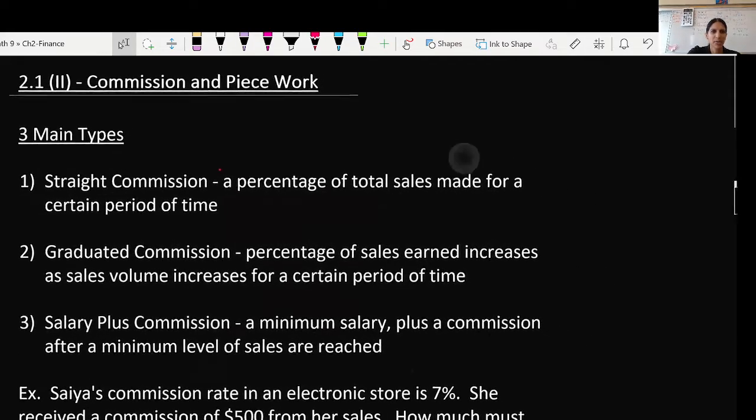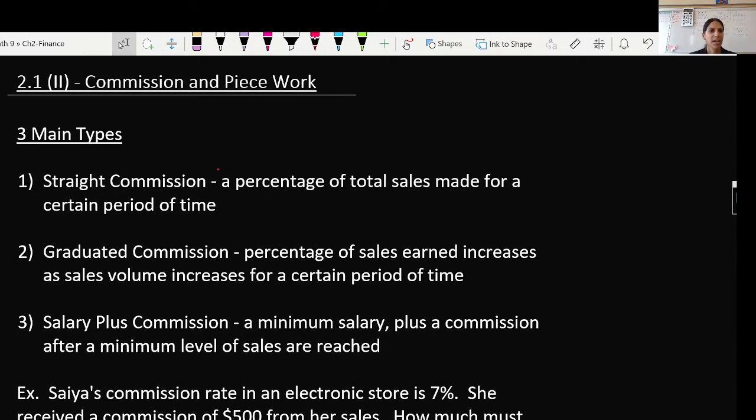We talked a little bit about this last day, but there's three main types. Number one is straight commission, a percentage of the total sales made for a certain period of time. I believe we already talked about this in our last lesson. Number two, the second type is graduated commission, where the percentage of the sales earned increases as sales volume increases for a certain period of time.